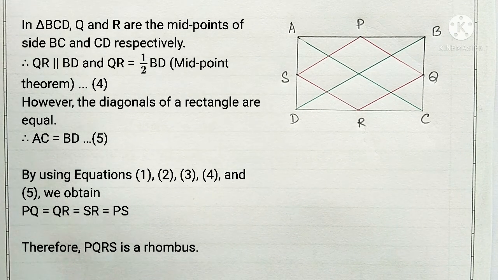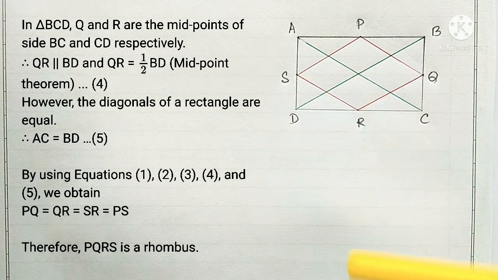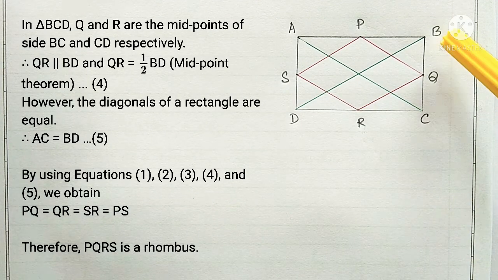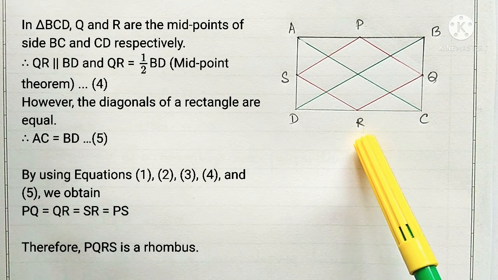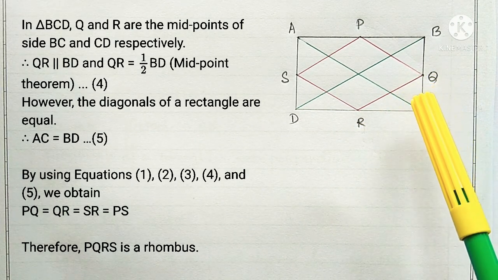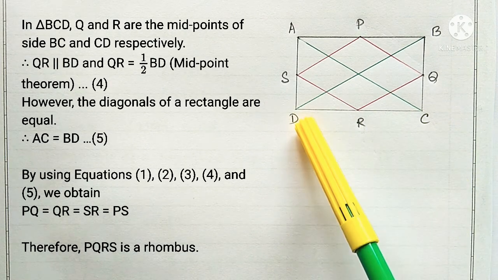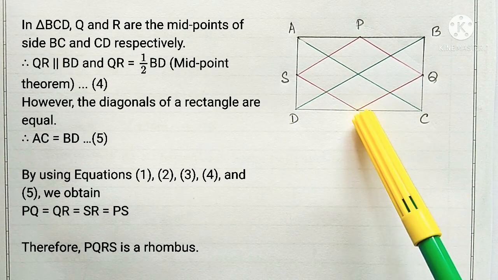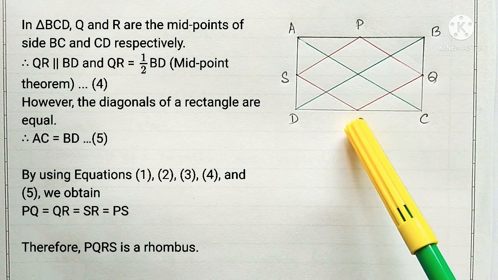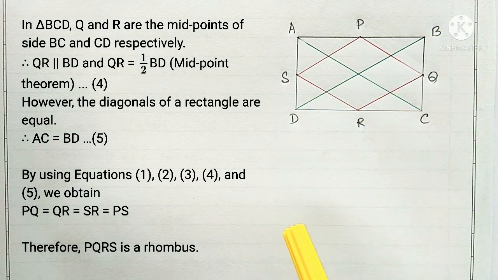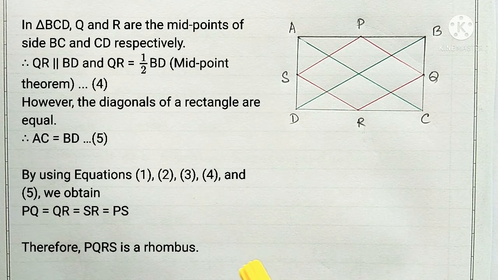Again, if we consider another triangle here, the triangle is BCD. If you see this triangle BCD, again Q and R are the midpoints. So easily we can apply the midpoint theorem here in triangle BCD. So what we write? QR parallel to BD as well as QR is equal to half of BD. We can write here according to our midpoint theorem, and then this one we put here as equation number 4.